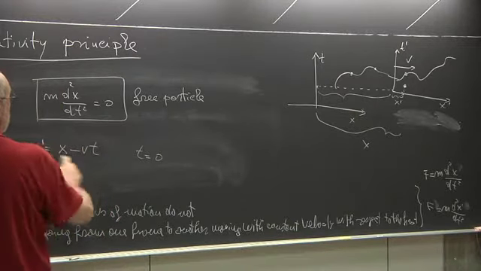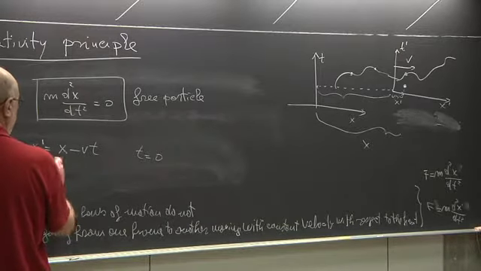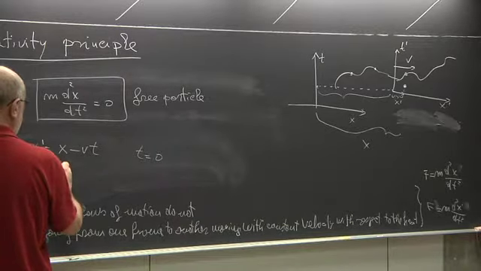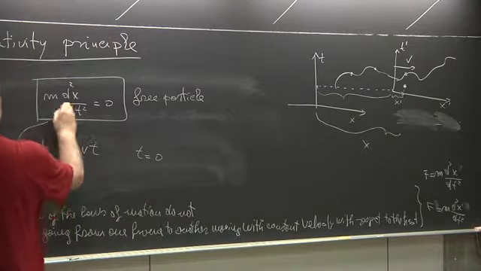Let's use this and replace that here and see which law we get. So we can invert: x is equal to x prime plus vt. Now let's insert this here.